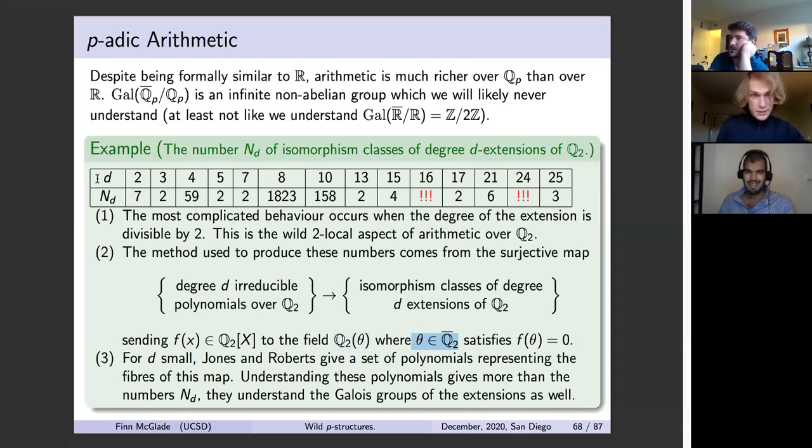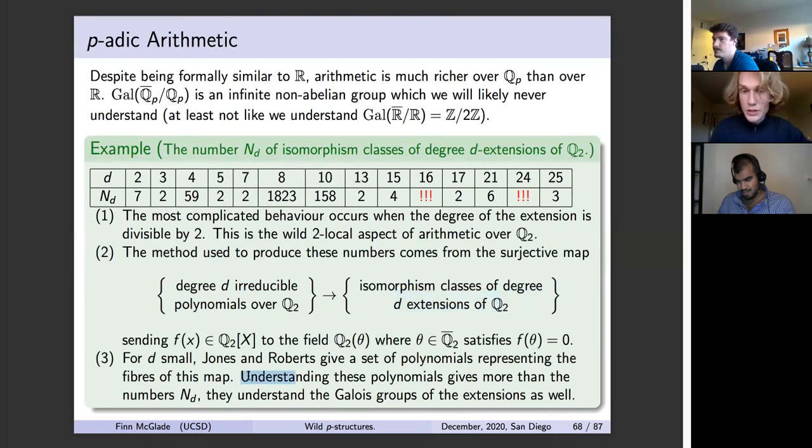What the authors who produced this database do is give a set of polynomials representing the fibers of this map. What does that mean? It means they describe a subset of the left-hand side such that if you restrict the map to that subset, it becomes a bijection. So they basically give you a set of representatives for polynomials which represent the different isomorphism classes of degree d extensions. They actually write down the polynomials. That's the point I'm trying to make.